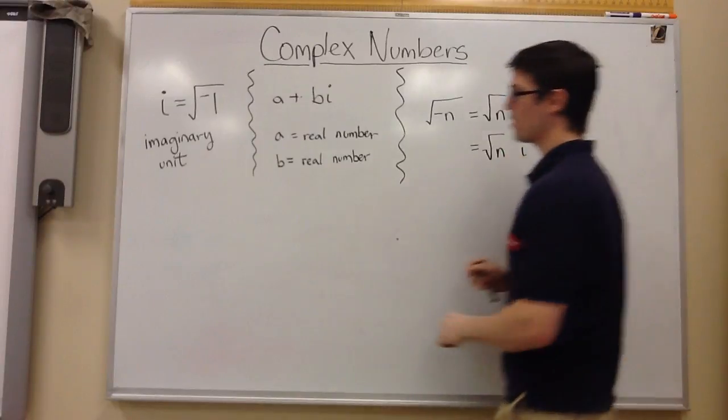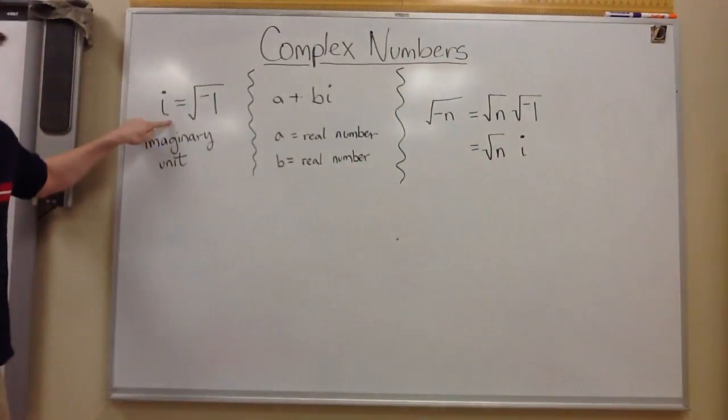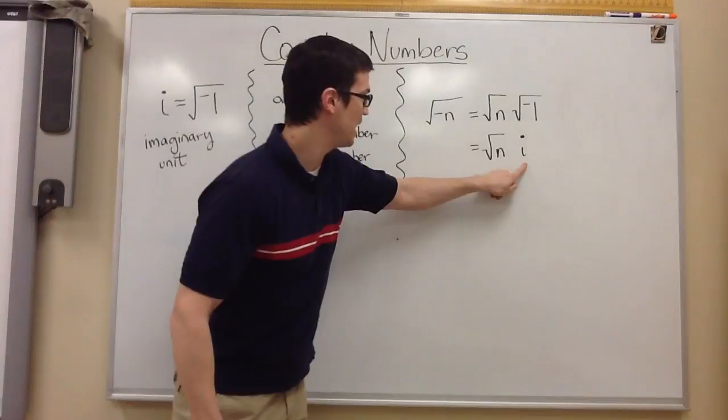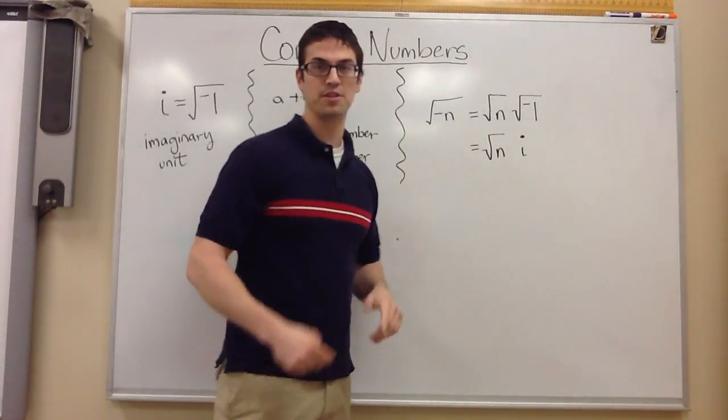And if we know from before our definition, the square root of -1 is i right here, I just replace that -1 with an i, and this would be your simplified answer for the complex number.